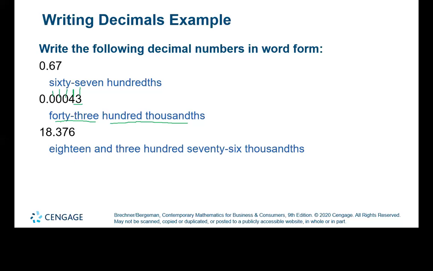Okay. All right, now let's look at this one. First, let's write the whole number. The whole number is 18. Then we're going to write the decimal point as "and," and then we need to write 376. So here is 376 with your hyphen. Now let's count the place value of that. Tenths, hundredths, thousandths. So that is how we got thousandths.